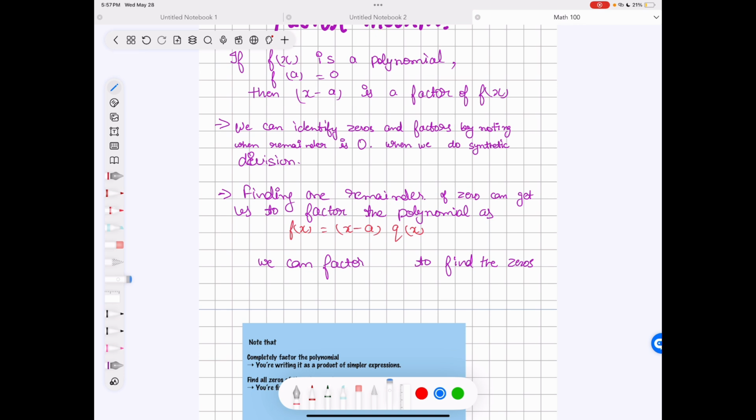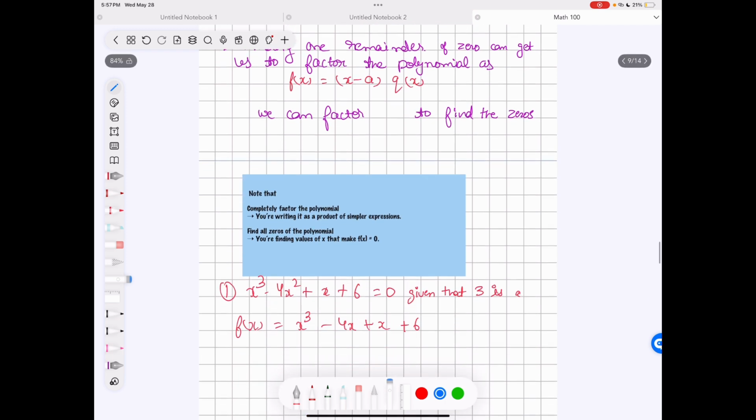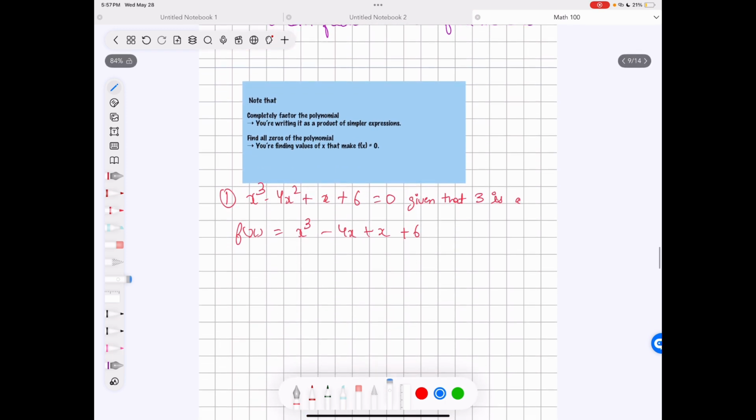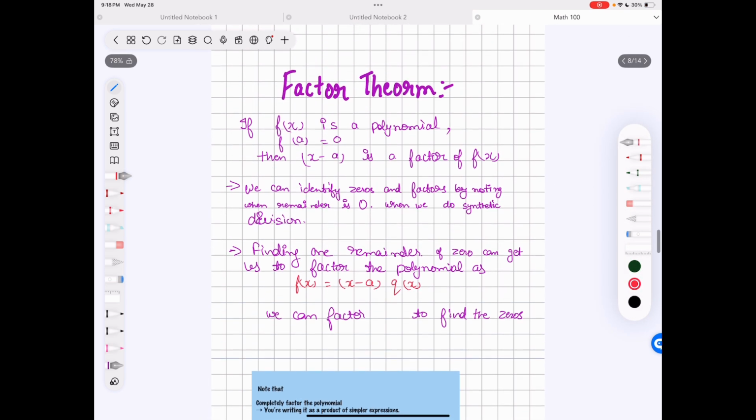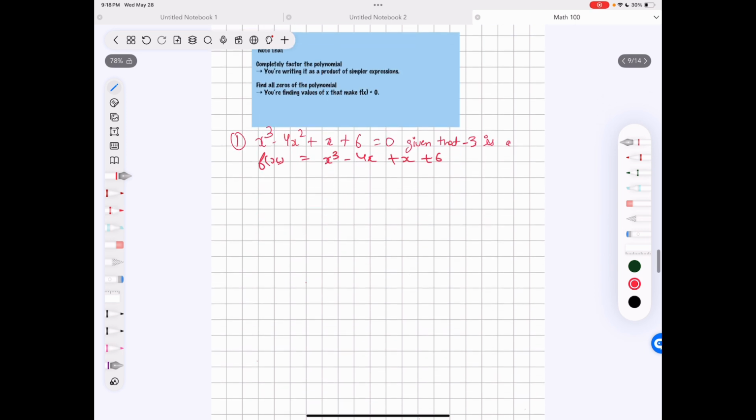Finding one remainder of 0 can get us to the factor of the polynomial. Note that we have to completely factor the polynomials, as we're going to find the simpler products. And then we are going to find the value of x that makes each factor equal to 0. Now I'm going to solve the first problem using the factor theorem.